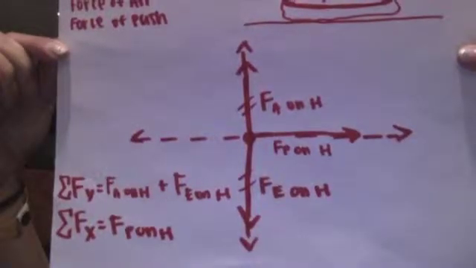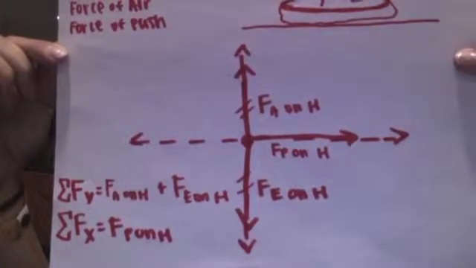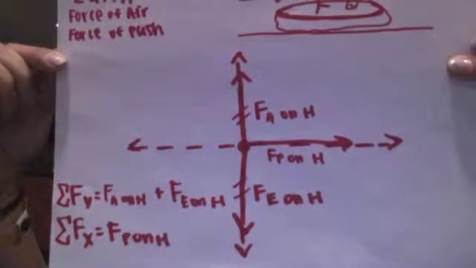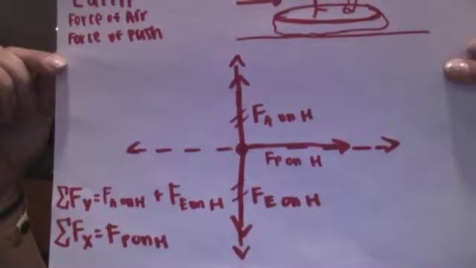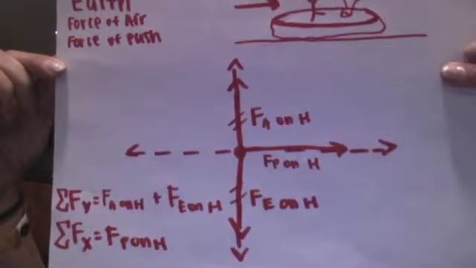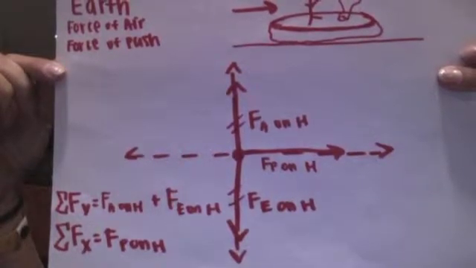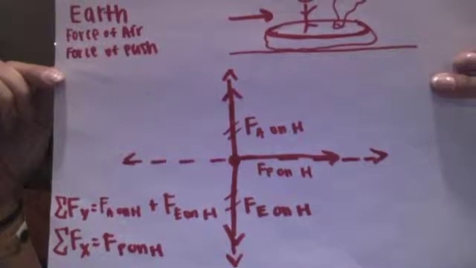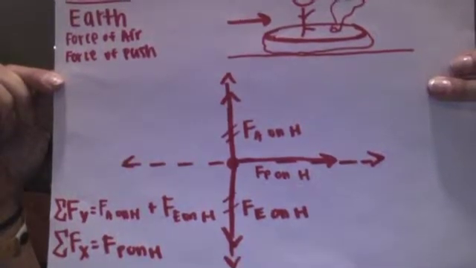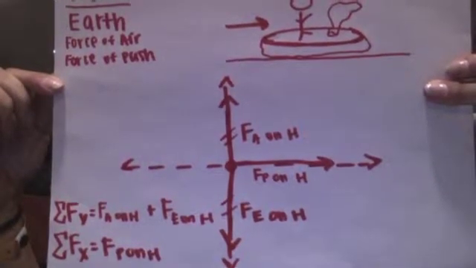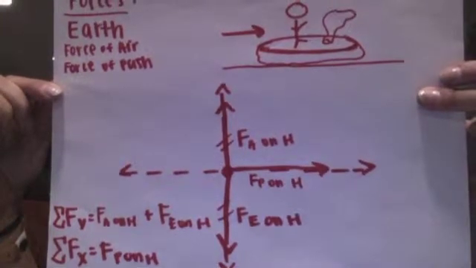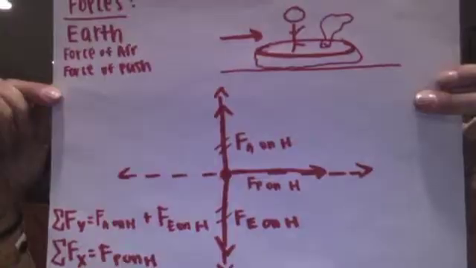So, in this force diagram that shows Newton's second law, our forces are Earth, the force of air, and the force of the push. In the little stick figure diagram, you can see that the hovercraft is kind of off the ground, and the force is going in that direction. Down below on the force diagram, you can see that the force of Earth and the force of the air are equal, and the other force is what is being pushed.